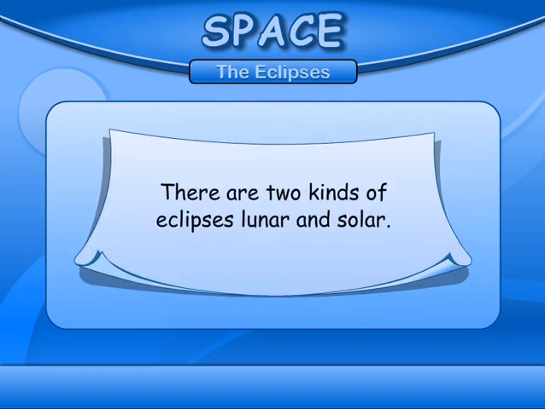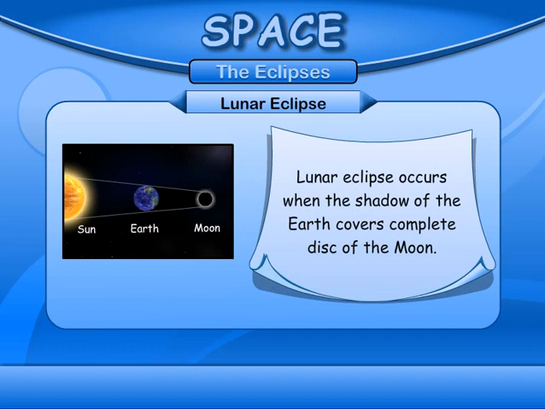The eclipses. There are two kinds of eclipses, lunar and solar. A lunar eclipse occurs when the shadow of the Earth covers the complete disk of the Moon.